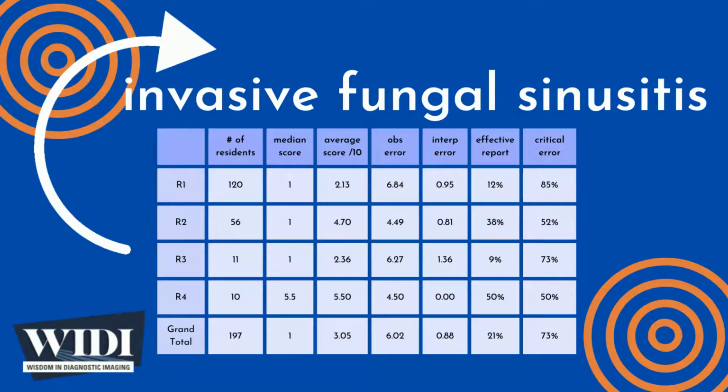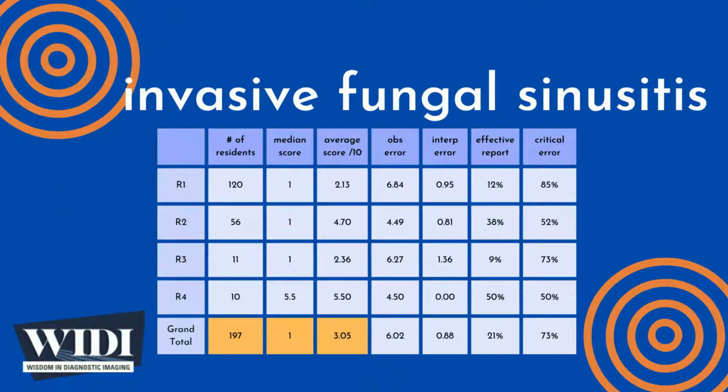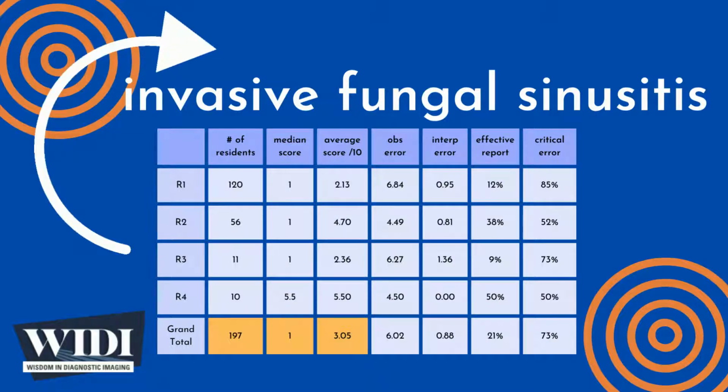This case of invasive fungal sinusitis was interpreted by a total of 197 residents, with the most frequently occurring score being a 1 out of 10 and an overall mean score of 3.05 out of 10. Overall, the average number of points lost out of 10 to observational discipline was 6.02. At the same time, 0.88 points were lost due to interpretive errors on the part of the residents.